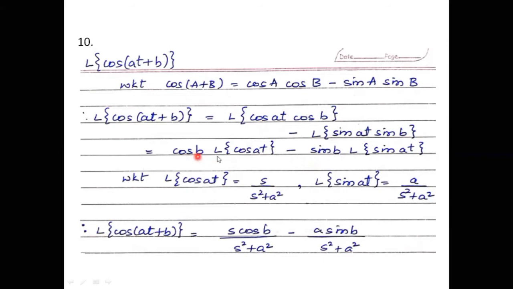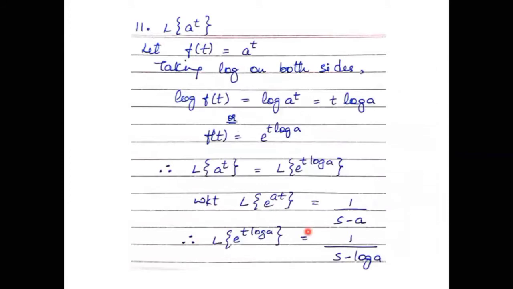So it is cos B times L of cos AT minus, in these two terms, sin B is constant. So when you take this outside, sin B into L of sin AT. We know the Laplace transform of cos AT is S by S square plus A square, and the Laplace transform of sin AT is A by S square plus A square. So I have just used the formula here, and the remaining thing I have replaced as it is, sin B and cos B. Okay, so we'll move on to the next one.